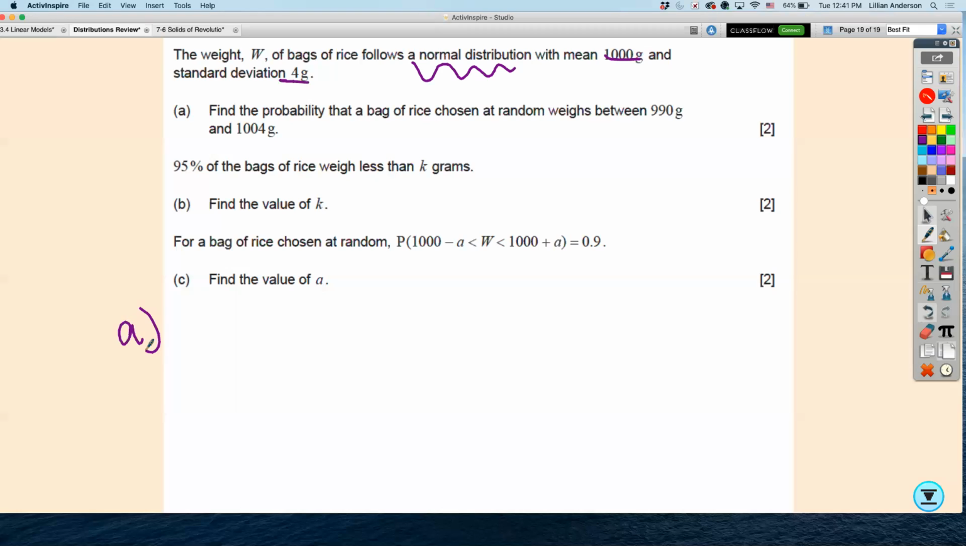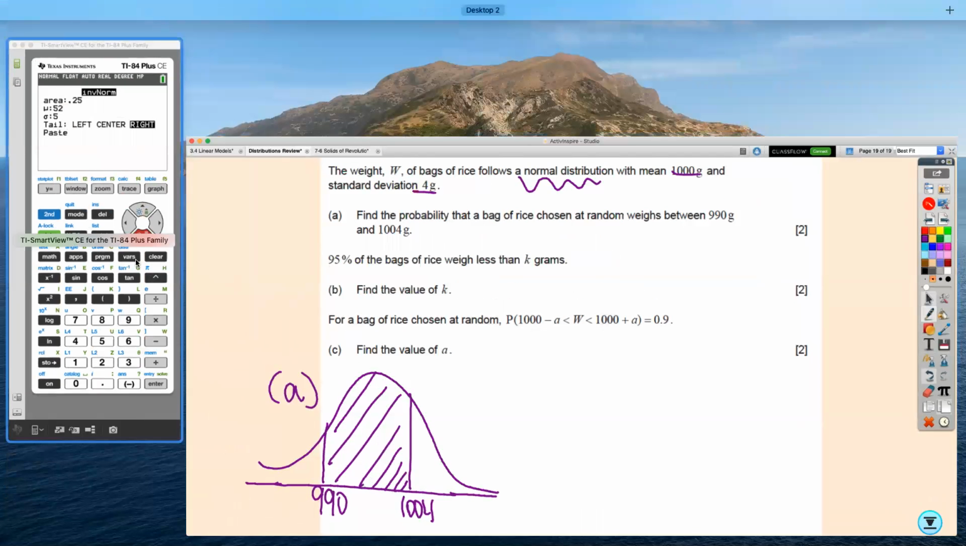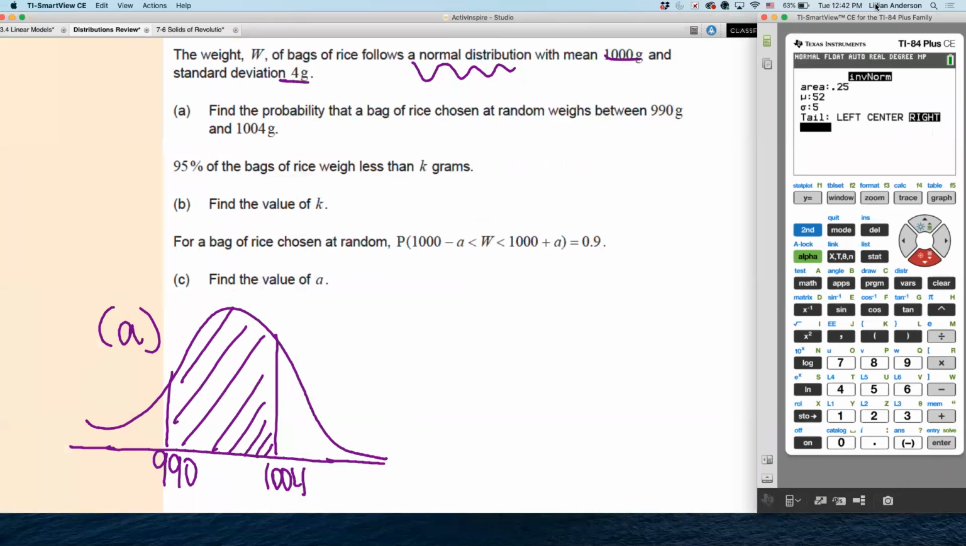To do part A, I want to find the probability that a bag of rice chosen at random weighs between 990 and 1,004. So what that looks like, you have a normal distribution curve that's asymptotic to the x-axis, between 990 and 1,004. I'm looking for this area right here. Make sure that your 1,004 is to the right of where the mean would be located, and your 990 is to the left of where the mean would be located. Am I using normal CDF or inverse norm? Probability would be normal CDF.